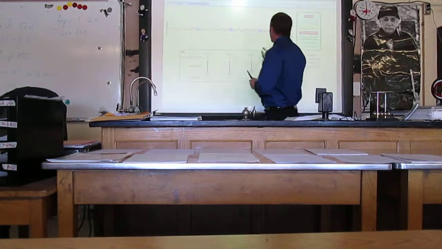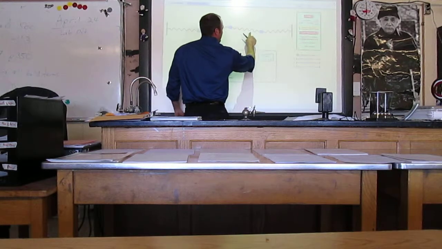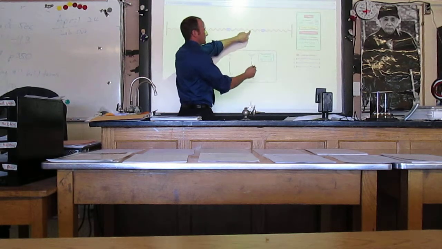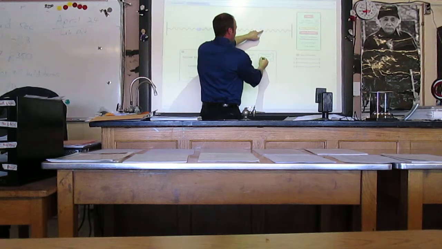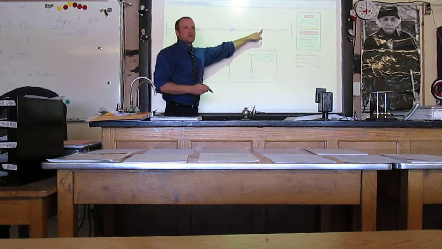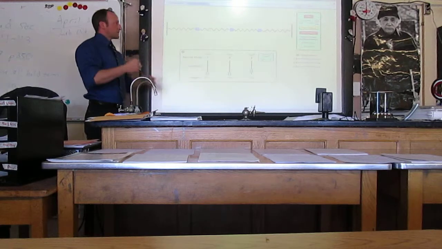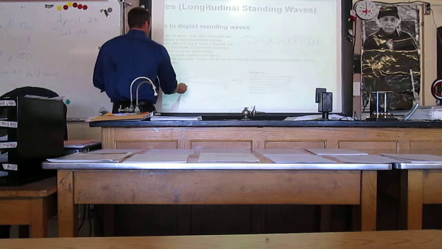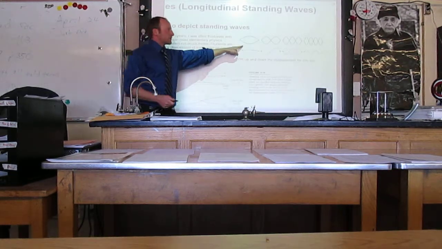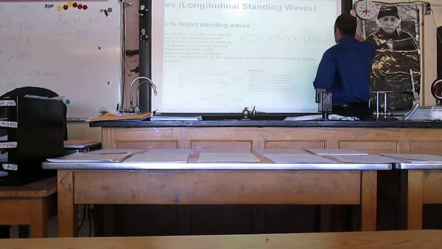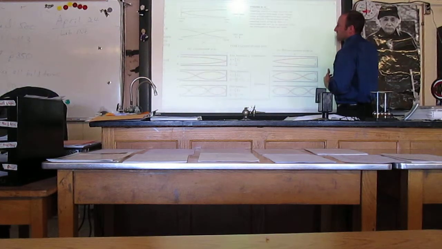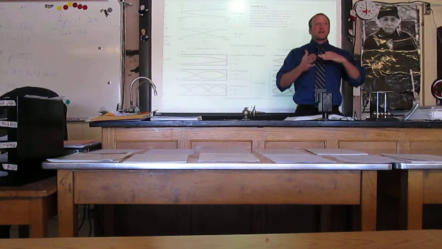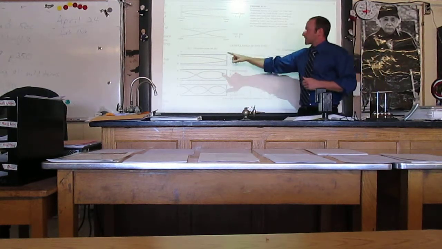So you still have points. Around here where's your node where it's not moving, that will still be a node. You see it's still not moving back and forth. And your points that were moving up and down the most, those are still your points that are moving side to side the most. So it's very similar to transverse, but just a little different. Today what we're dealing with is sound waves, longitudinal. And specifically what we're dealing with are sound waves in a tube, a closed tube, or stopped end. So, I believe we've all looked at these.